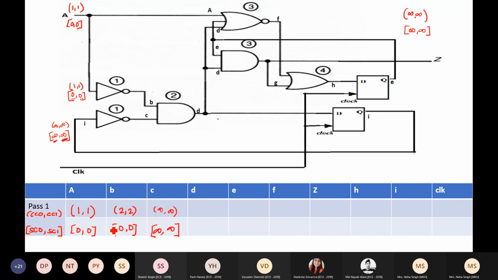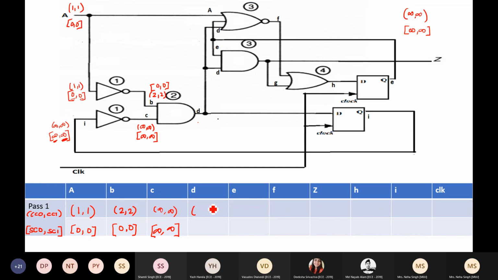Right? So B has come as 2,2, 0,0 and C has come as all still infinity. Work for D. This is an AND gate. AND gate का output will be equal to 0 जैसे ही आपने एक input को 0 set किया. Right? So I should use the minimum वाला formula +1. So the output you say CC0 for D.